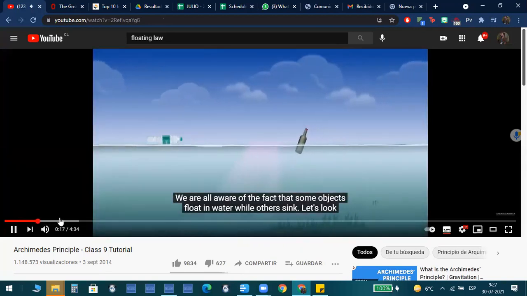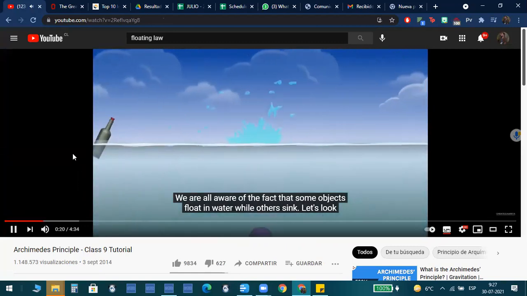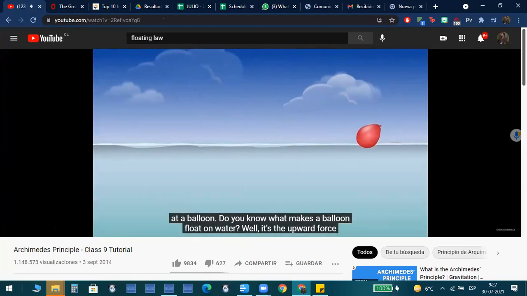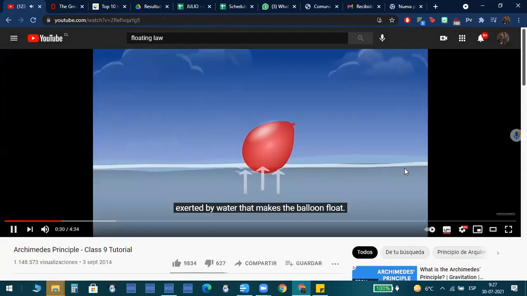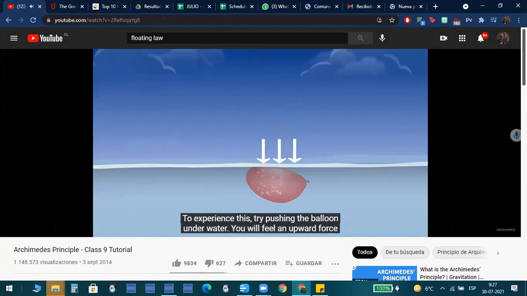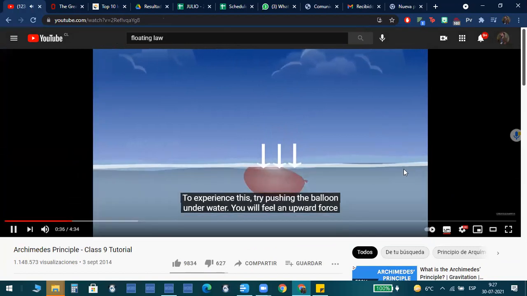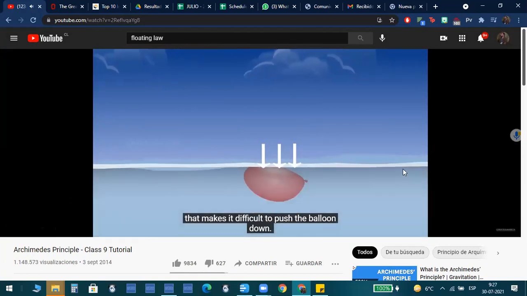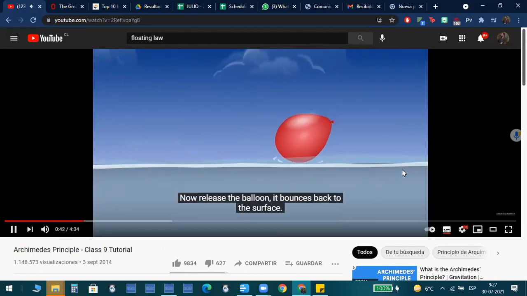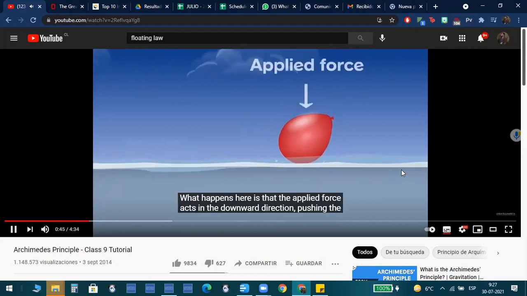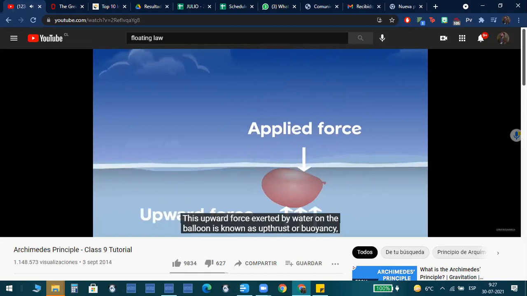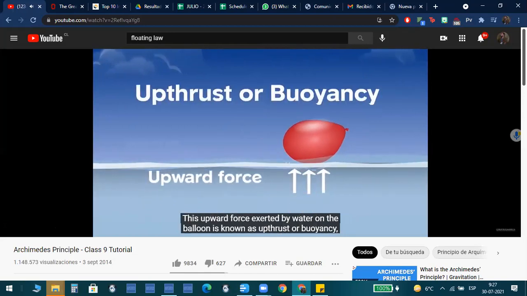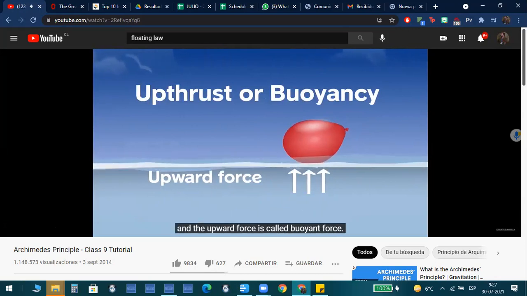We're all aware of the fact that some objects float in water while others sink. Let's look at a balloon. Do you know what makes a balloon float on water? Well, it's the upward force exerted by water that makes the balloon float. To experience this, try pushing the balloon underwater. You will feel an upward force that makes it difficult to push the balloon down. Now release the balloon, it bounces back to the surface. What happens here is that the applied force acts in the downward direction, pushing the balloon down, but the water exerts an upward force on the balloon, pushing it up. This upward force exerted by water on the balloon is known as upthrust or buoyancy. The upward force is called the buoyant force.